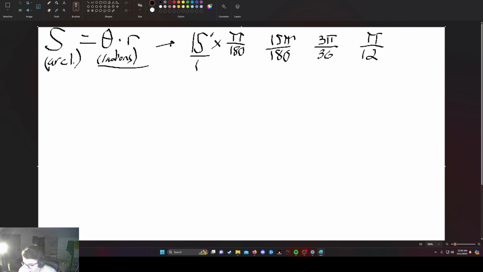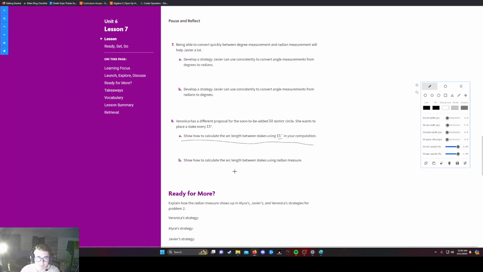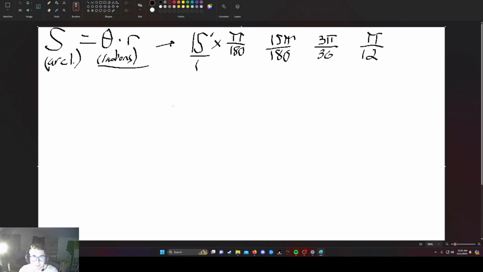If you flip over, you'll notice that on page 5, it says, show how to calculate arc length between stakes using radian measure. So what this really is, this is the answer to B. So we'll just keep going and finish this, and then we'll swap back. So I now know that my radian measure of 15 degrees is pi over 12. So I can use this now.